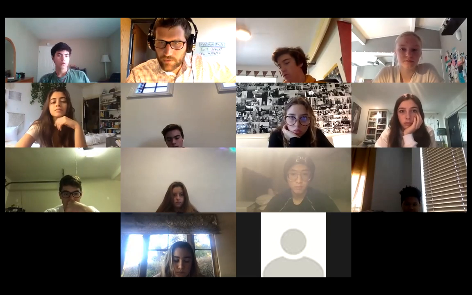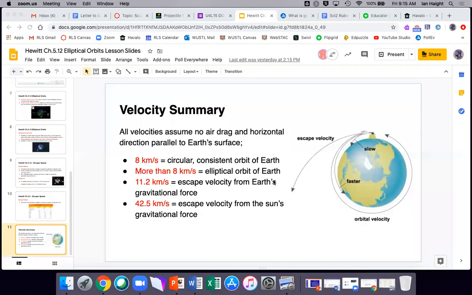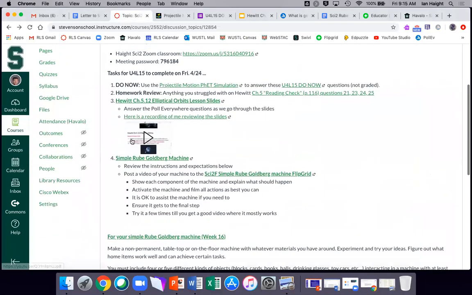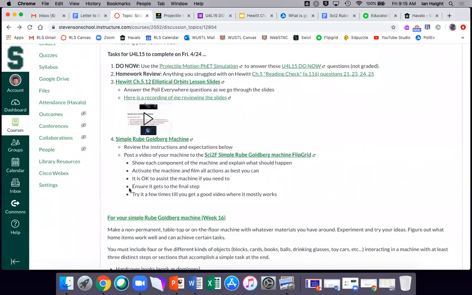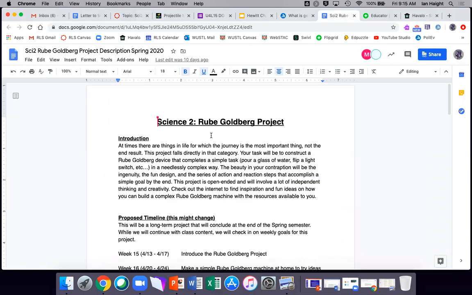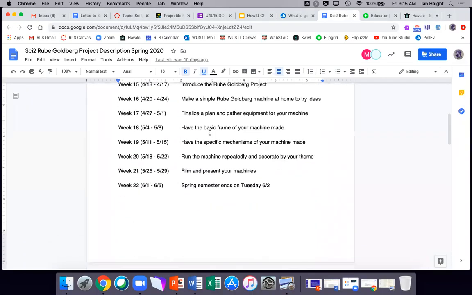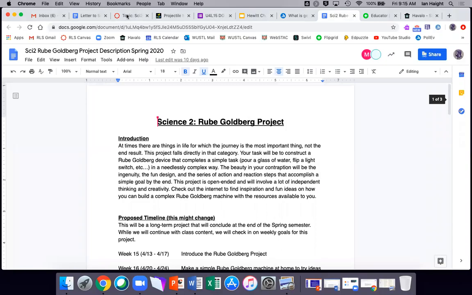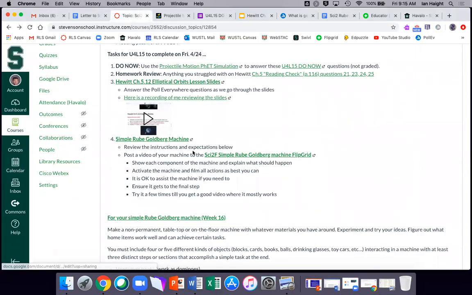Okay. Then I wanted to use the last part of class to get you going on your Rube Goldberg project stuff, specifically making your simple machine. So if you head back to Canvas to our tasks list, this is task number 4. The first link right there, simple Rube Goldberg machine, is just a link to the project description. It's the same doc that I shared with you earlier. So if you want to review the expectations and due dates and things like that, all that's there. None of that has changed yet, though again, we might make some updates eventually.